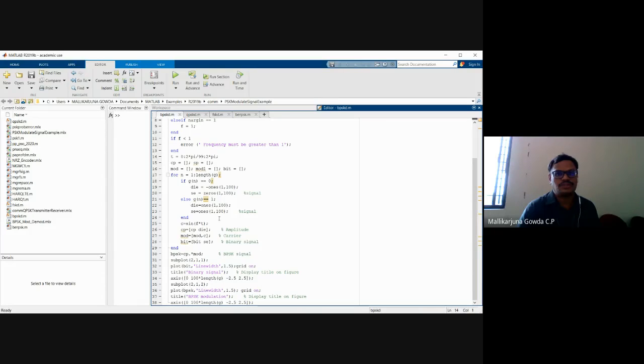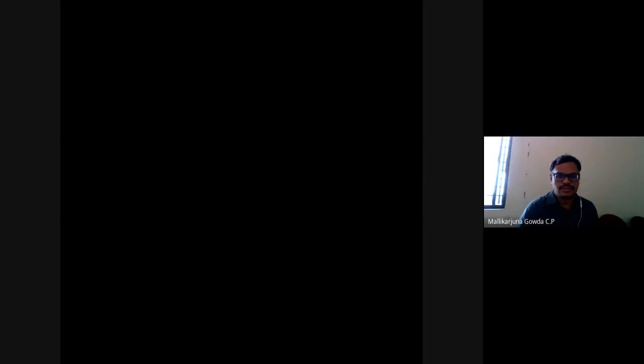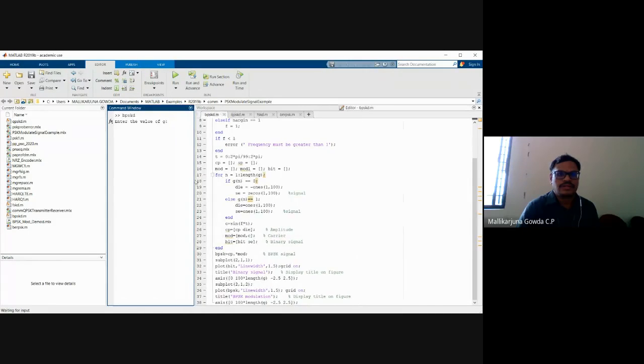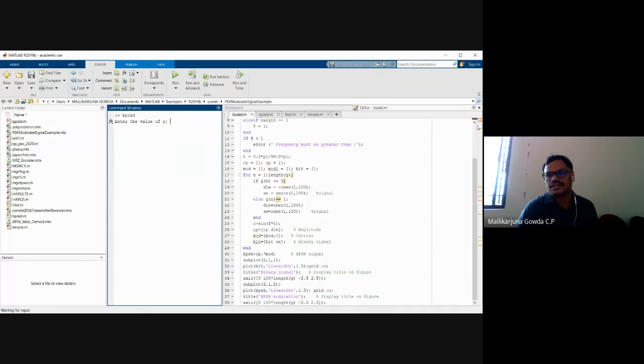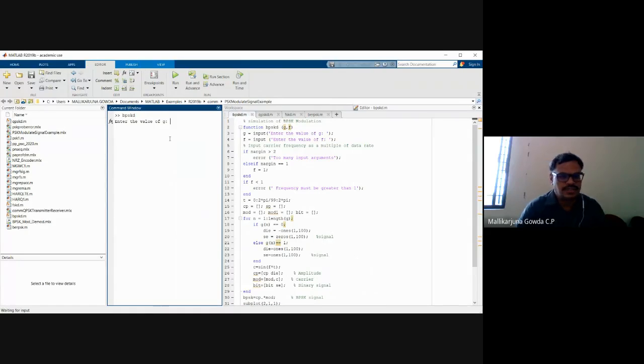So I will run and show you the waveform of the binary signal as well as the BPSK modulated signal. I'm running. As I said, I have written the code such that it will ask for the input sequence G. I need to enter the input sequence. So let me enter that as 1, 1, 0, 0, then 1, then 0.